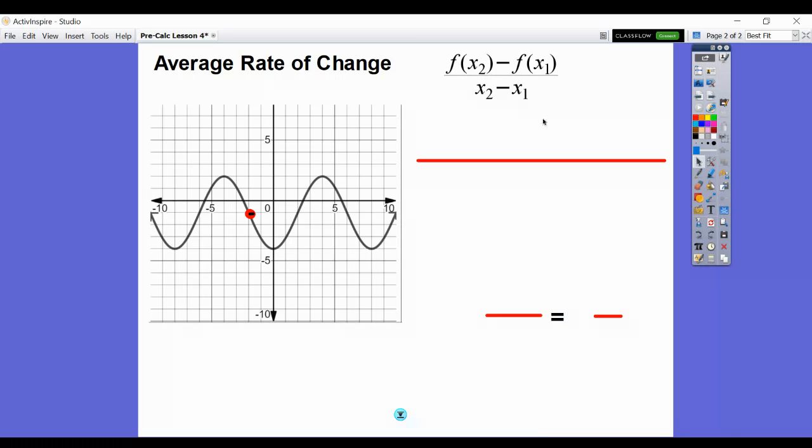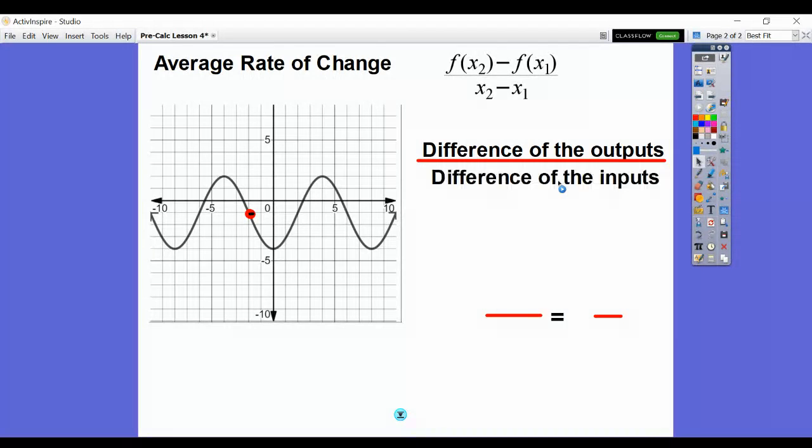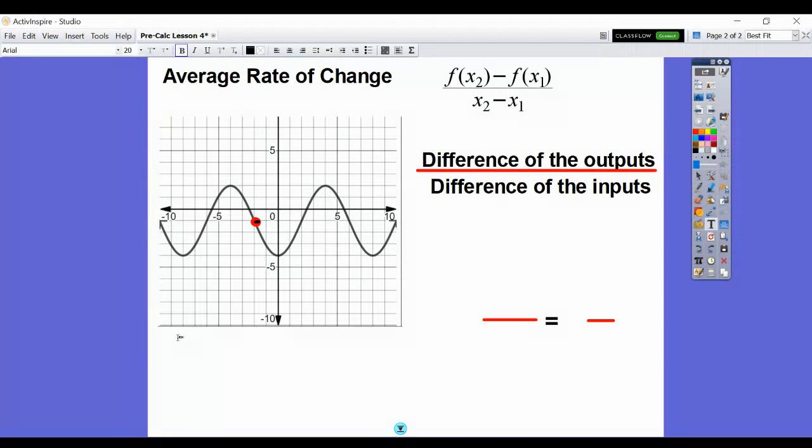All this equation is telling you to do is find the difference of your outputs. So it's going to give you two locations that you have to look at. You need to find the difference of the outputs and divide it by the difference of your inputs. So in one of the examples, I believe it asks you for the rate of change.